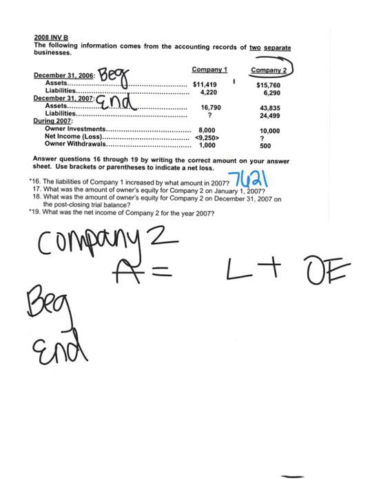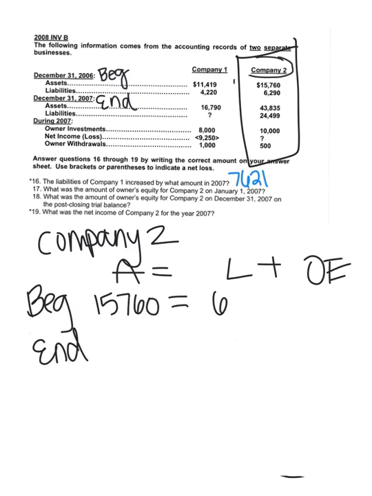All right, now let's work on Company 2. So I know beginning assets for Company 2 are $15,760. Beginning liabilities are $6,290. And then I could go ahead and subtract those to get my beginning owner's equity. And that would equal $9,470.